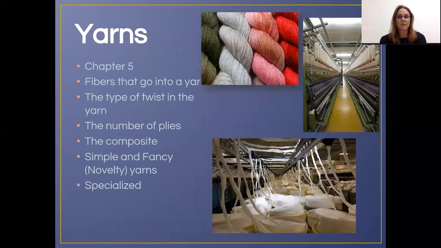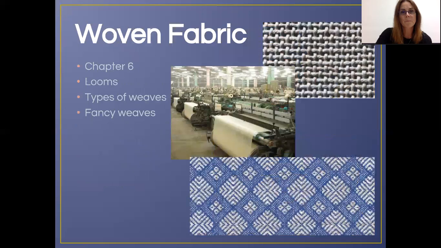You can combine different fibers. You can twist it up into the yarn. You can twist it one direction, you can twist it the other direction. You can take even 2 twisted yarns and twist them together, and that is where plies of yarn come into effect. Composite yarns are ones that combine fibers of different natures. Simple and fancy yarns, and then specialized yarns. So you'll be reading about those.